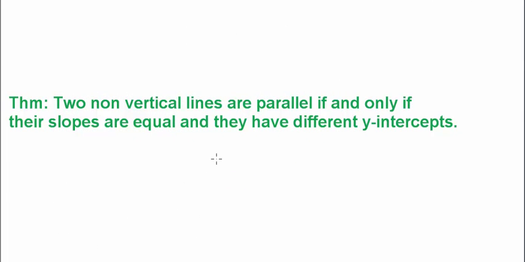And this brings us to our first theorem. The theorem states that 2 non-vertical lines are parallel if and only if their slopes are equal and they have different y-intercepts. Now, we saw the last 2 parts of this.